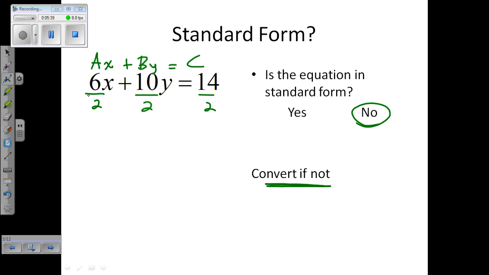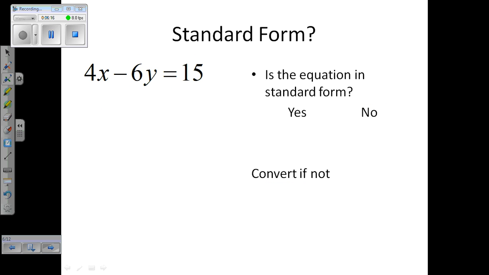If I actually divide them all by 2, I'll end up with 3x plus 5y equals 7. And I'm allowed to do that because of the division property of equality. I'm allowed to divide the whole equation by 2. And now I have a new equation. It's equivalent to the first equation, but now there's no GCF. And since it's following all the other rules, including that A is positive, this is now in standard form. So this equation is fine in standard form.